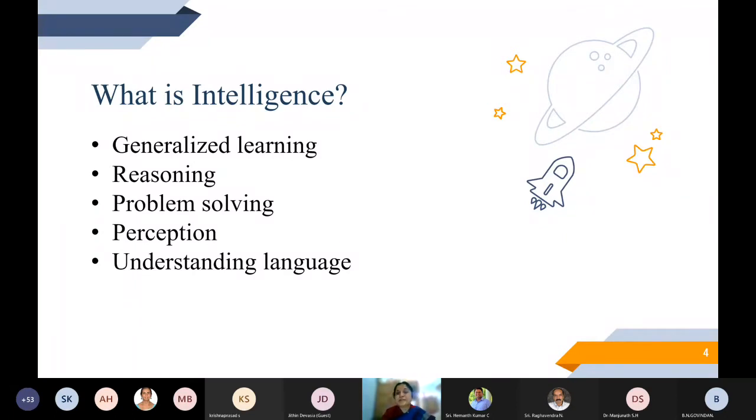If I'm speaking and you're able to understand, believe me, there's a lot happening in your brain. From your auditory system, it goes to the region in your brain, and it understands, converts and stores. Understanding language is one of the most important things, and it's considered to be one of the most difficult things.